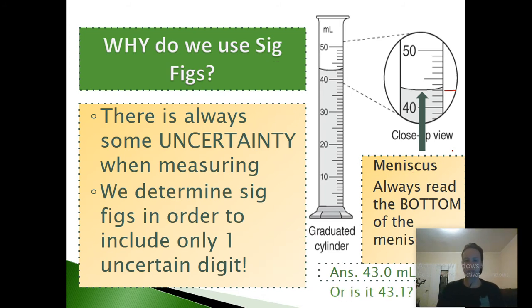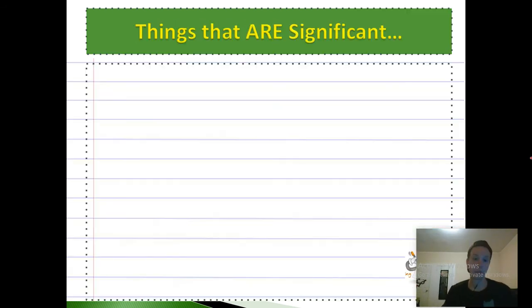But my lab partner might look at it and say, hey, it's 43.1. Right? I say 43.0, they say 43.1. Who's right? I mean, really, we both are, because the idea is that this last digit is the uncertain one. Now, if they said it was 43.7, well, we might need to reevaluate that, and they're probably looking at the top of the meniscus instead of the bottom. All right, so significant figures basically tell us how good of a measurement we have.